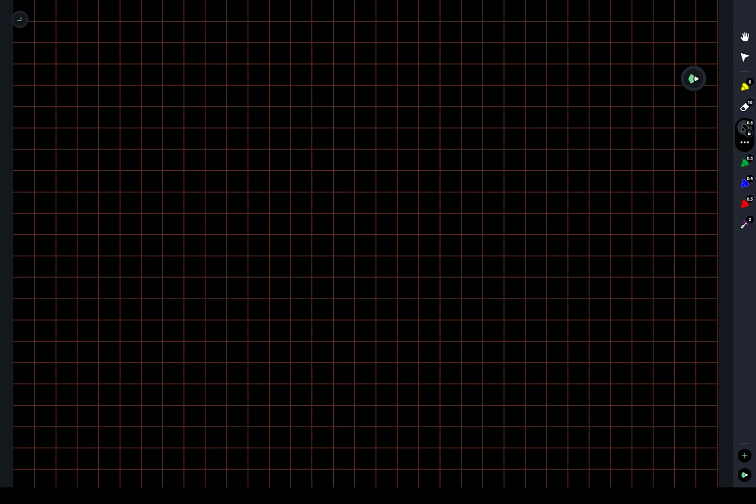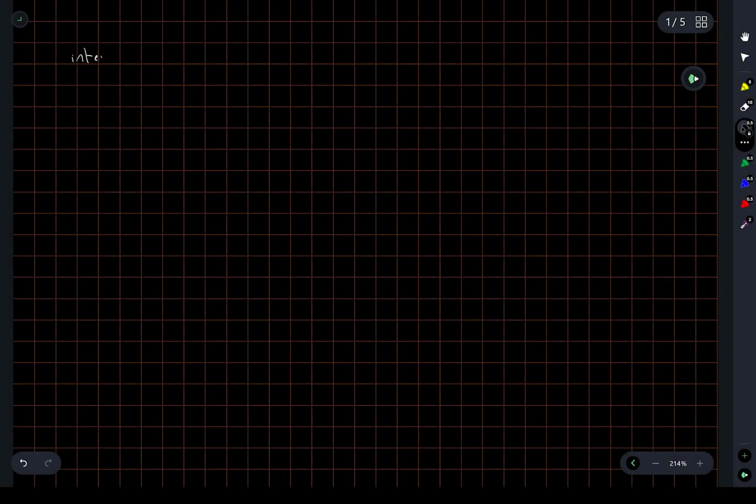Hello everyone, let's take a look at our next problem. So the problem is to integrate cosine squared of x. So I suppose we're just going to find an antiderivative or an indefinite integral of cosine squared.